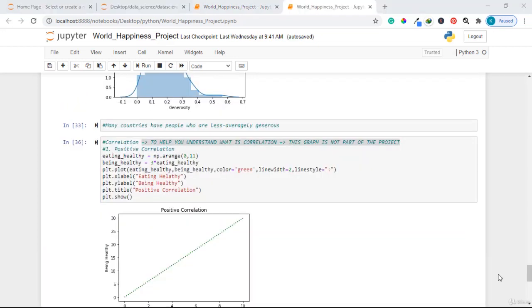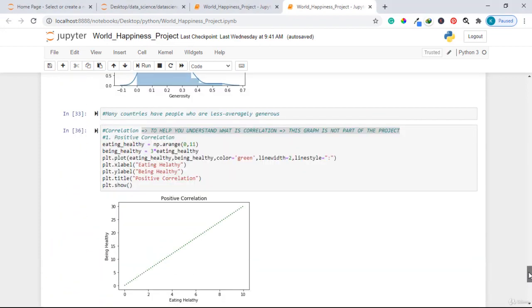Now the next thing that you do after drawing the histograms and the distribution graph is to find the correlation in the attributes of your data. And now you might be wondering, what is this correlation? Correlation in the simplest language is just the relationship between variables. And here I've drawn two graphs that will help you to understand what correlation is. Let us say, for example, we have these two variables, eating healthy and being healthy. These two variables are correlated, and in correlation we have either positive correlation or negative correlation.